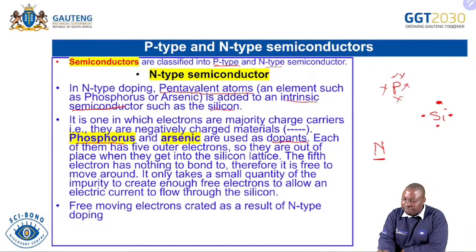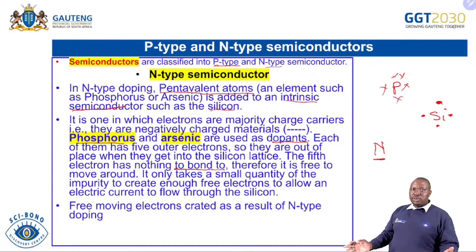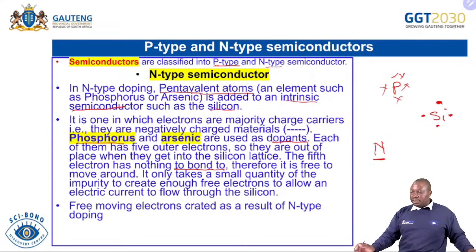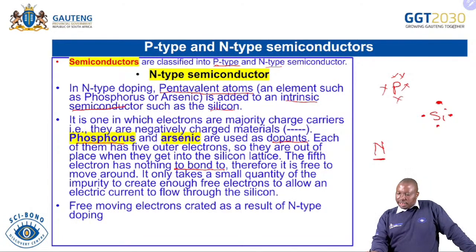So we are saying the 5th electron, the extra one, remember it's 4 that are needed. The 5th electron has nothing to bond to. The other 4 will be able to bond to the silicon atoms, but that other one won't have anything to bond to. Therefore, it's going to be free to move around. It only takes a small quantity of the impurity to create enough free electrons to allow an electric current to flow.